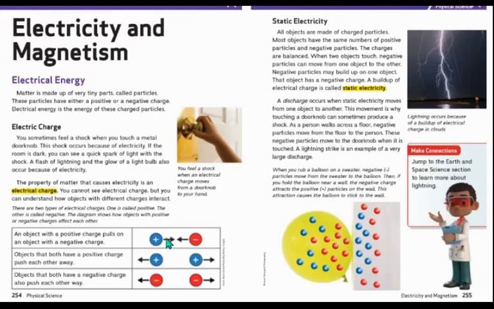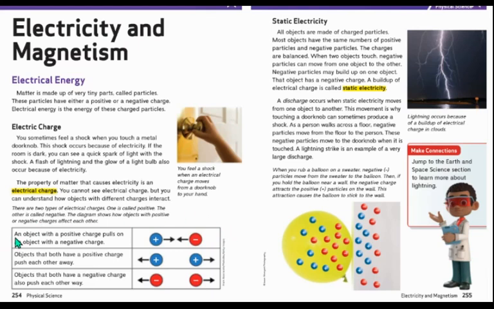To demonstrate a positive charge, they are going to use a blue circle with this plus sign in the middle to show a positive charge. To demonstrate a negative charge, they're using a red circle with this minus sign inside. This is to represent a negative charge.